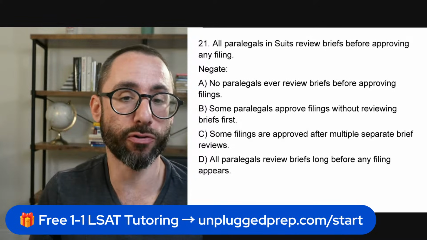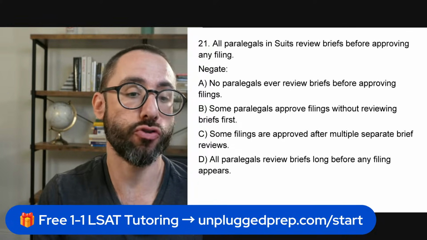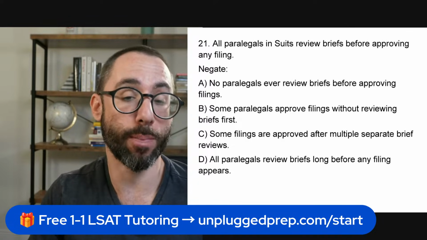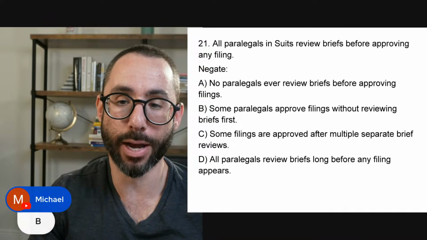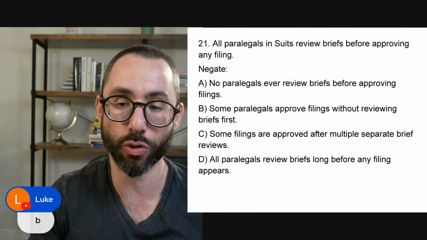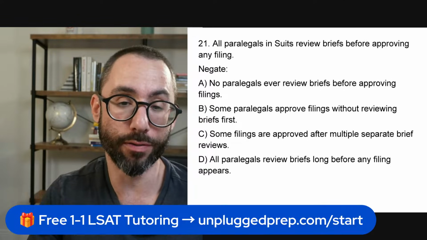So if the original says all paralegals review, negation is some paralegals do not review. And that is exactly what B as in Bravo says. I see a ton of folks got it. Zuli says B. Michael, Autumn, Osvaldo, Katie, Luke, all saying B. B is in fact correct. Well done, folks. You all are doing great on these.